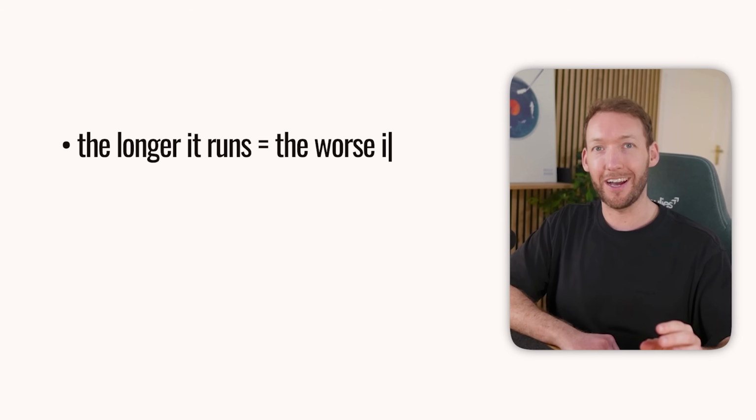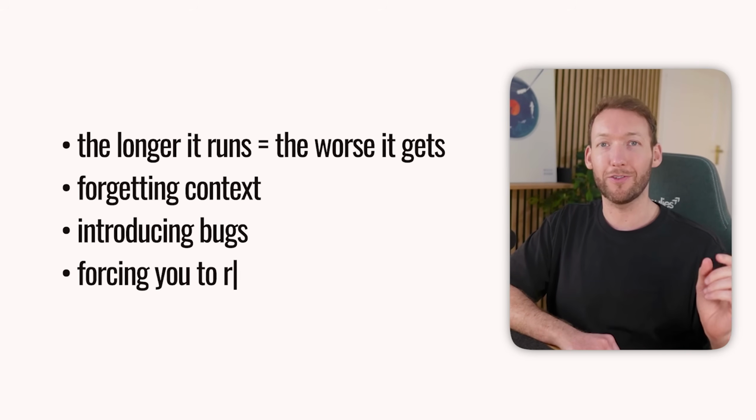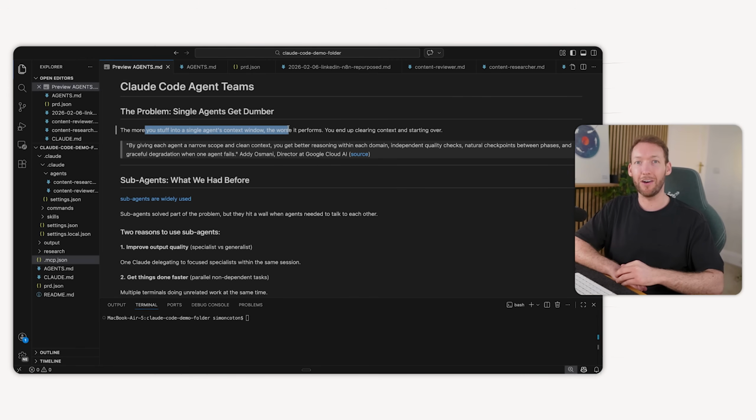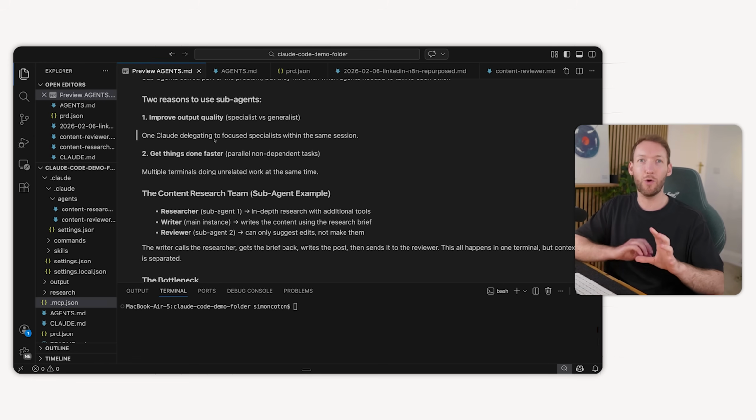Because if you're running it the way most people are, as a single agent, you've probably noticed the same thing that I have. The longer it runs, the worse it gets. It's forgetting context, introducing bugs, and forcing you to repeat yourself. So in this video, I'll break down what Claude's agent teams actually are, why they exist, and when to use them versus sub-agents or single agents, so that you can build reliable systems faster. So let's get straight into it.